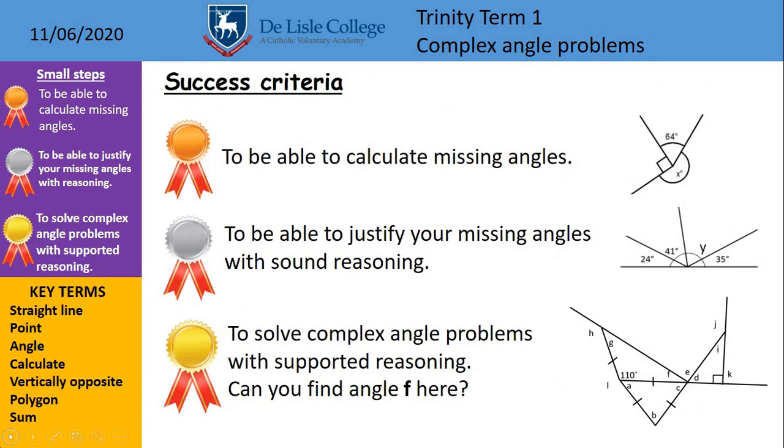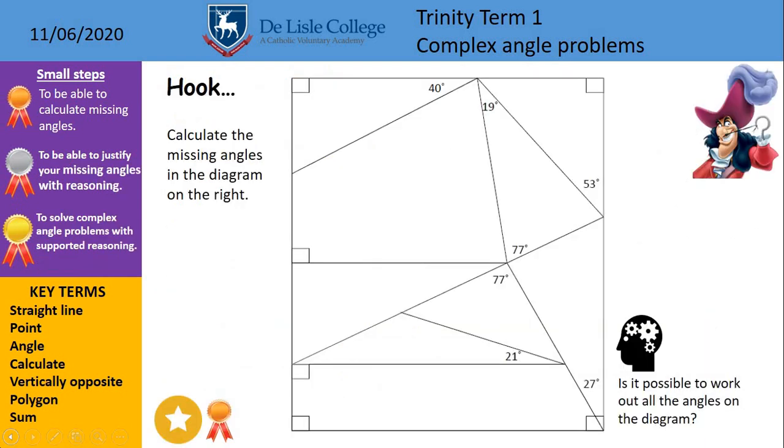So what we've had a look at today is you're able to calculate missing angles, so you should be able to solve that one on the right hand side, justify your missing angles with sound reasoning, and then solve some complex ones. So for example, again there's another shape to solve for F. Now for those that are still feeling confident with this, I have put in a bonus few questions on the end. Can you find the missing angles in the diagram on the right? You might have to work methodically through, spotting all the triangles and all the various quadrilaterals and other shapes to see if you can solve potentially every single angle on that diagram.